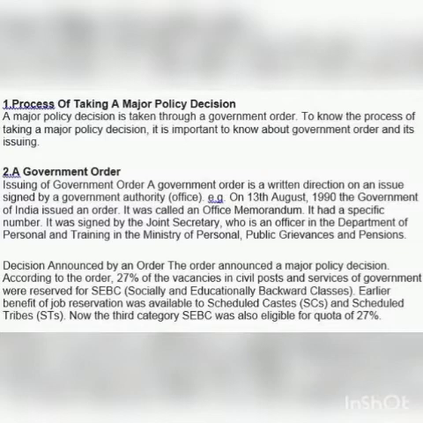Decision announced by an order. The order announced a major policy decision. According to the order, 27% of the vacancies in civil posts and services of government were reserved for SEBC, that is, socially and educationally backward classes. Earlier, the benefit of job reservation was available to Scheduled Castes, SCs, and Scheduled Tribes, STs. Now the third category, SEBC, was also eligible for a quota of 27%.